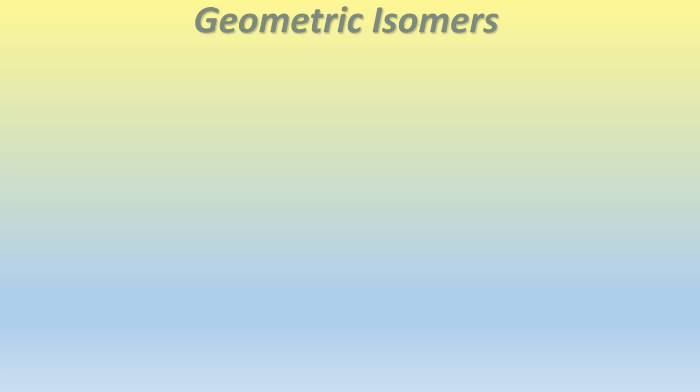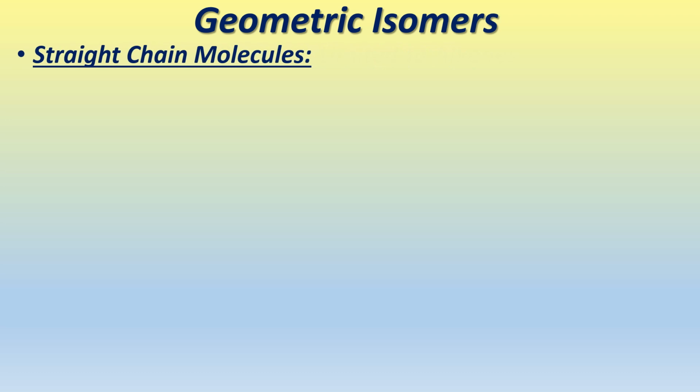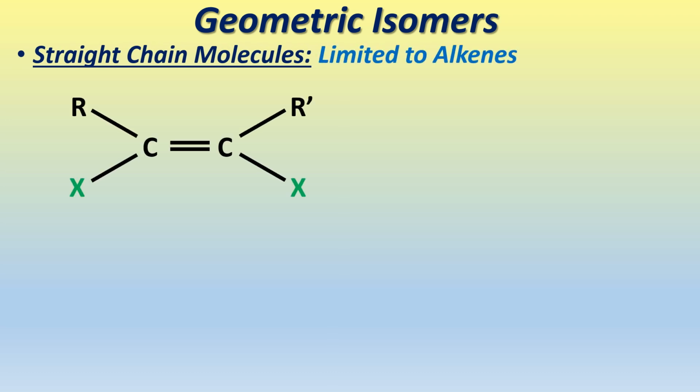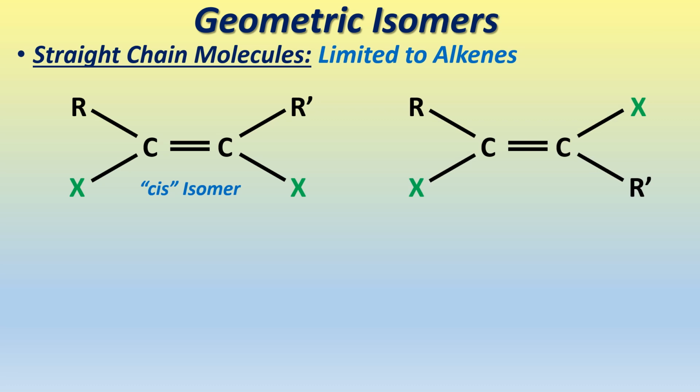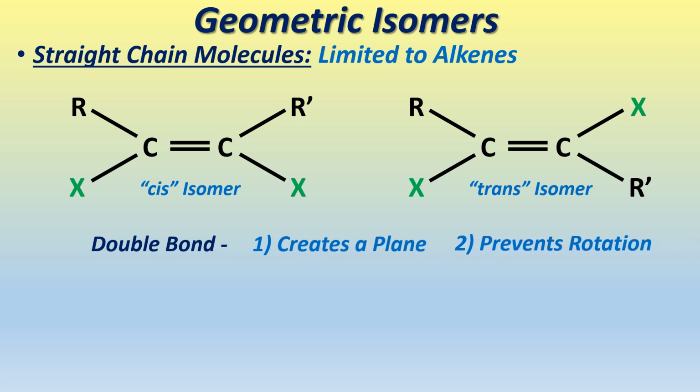Looking further into geometric cis-trans isomers, one finds a difference between straight chain versus ring organic molecules. For example, if you have a straight chain molecule, cis-trans isomers are limited to alkenes, where on opposite carbons on the double bond, the substituent can either be on the same side, cis, or across the double bond, trans. This is because the double bond can't rotate, so it creates a plane and keeps those substituents in place relative to each other.